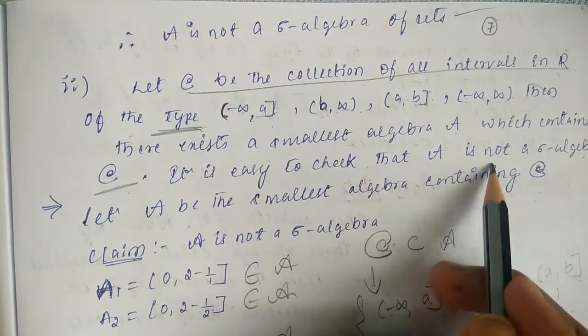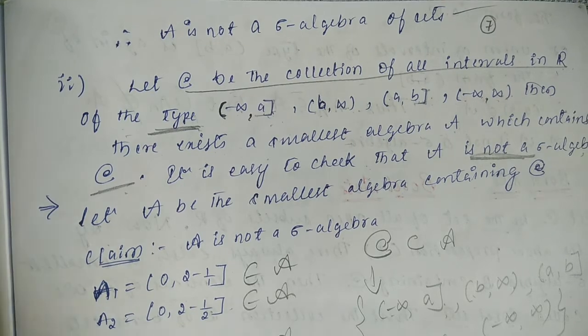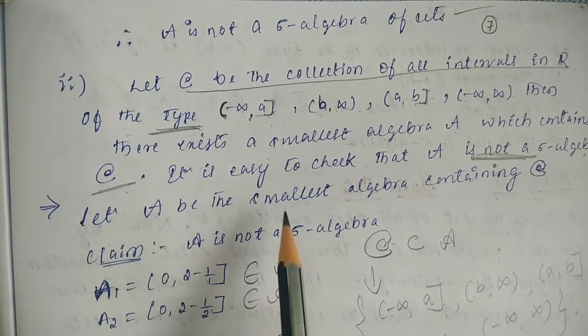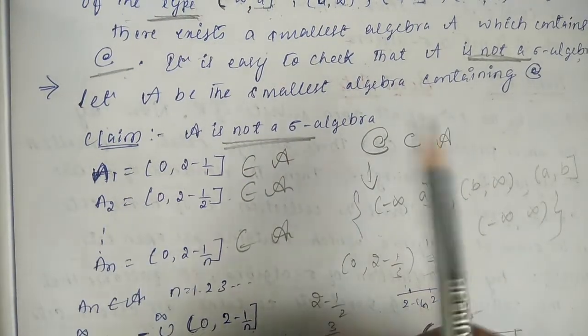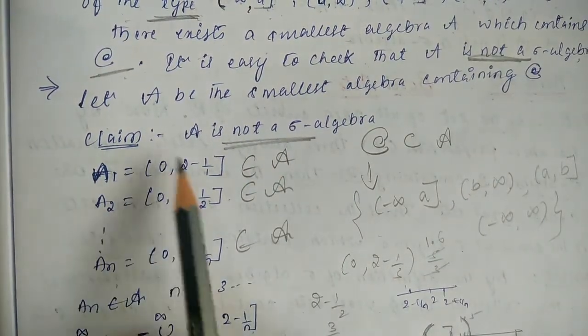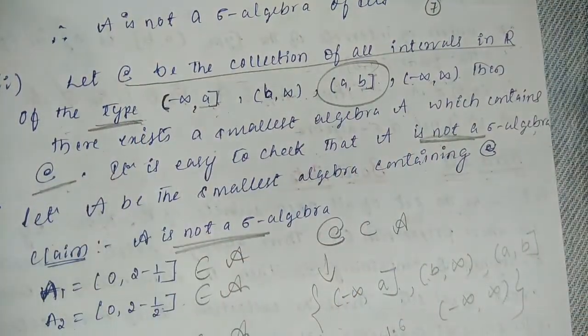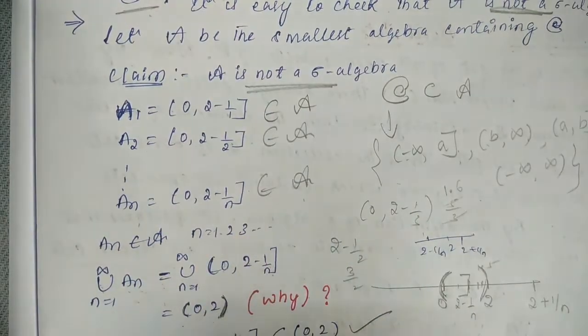And it is easy to check that this collection is not a sigma algebra. So the claim is that it is not a sigma algebra. For that, choose A1, A2, ..., An. I am considering an open-closed interval, which clearly belongs to that collection. Therefore I am choosing open-closed, open-closed, open-closed intervals, which clearly belong to A.